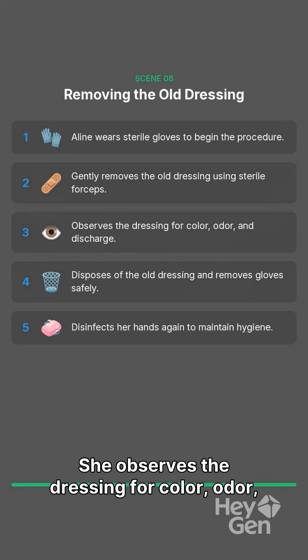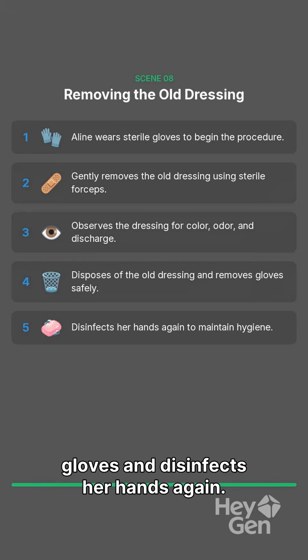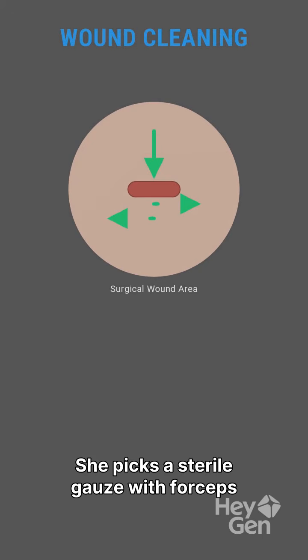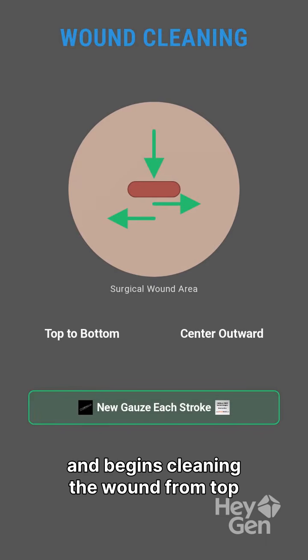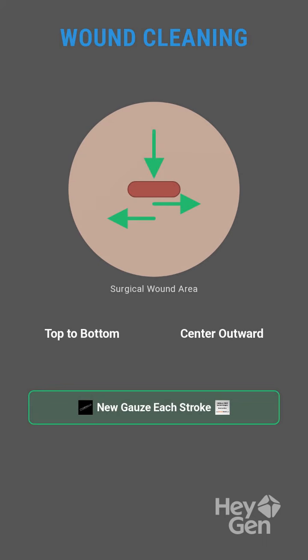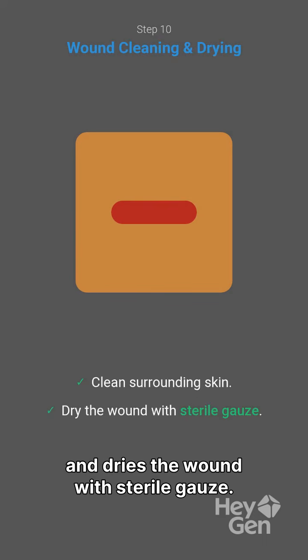She observes the dressing for color, odor, and type of discharge, then removes her gloves and disinfects her hands again. Aline prepares sterile cleansing solution. She picks a sterile gauze with forceps and begins cleaning the wound from top to bottom and center outward, using a new piece of gauze for each stroke. She cleans the surrounding skin as well and dries the wound with sterile gauze.